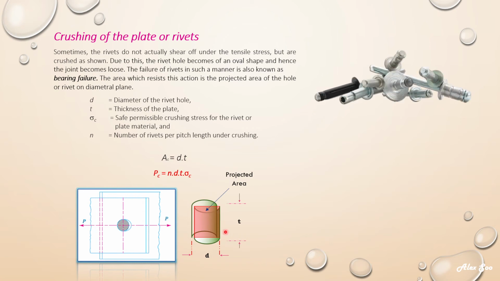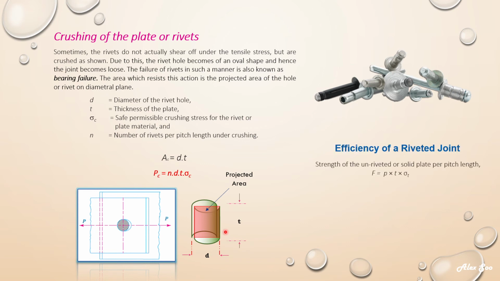So these are the failure modes of any riveted joint when the riveted joint is subjected to force which is acting along the axis of the riveted system. So there are three failure modes. One is tearing of plates, two is shearing of rivets, three is the crushing of rivets. Please bear in mind, okay? So I think that is all for this part.